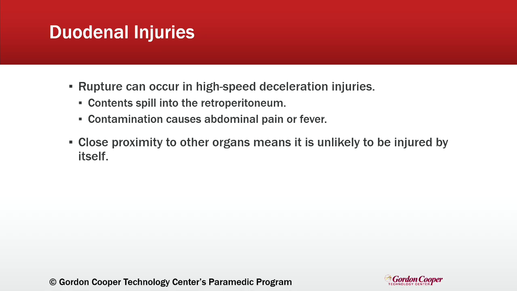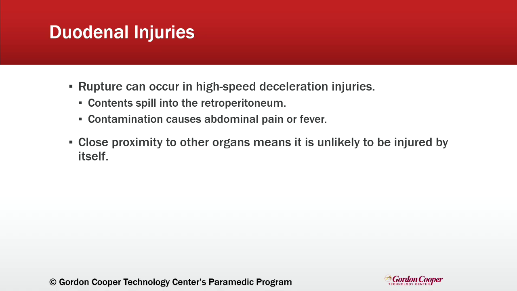The duodenum can rupture in cases of high-speed deceleration injuries, causing its contents to spill in the retroperitoneum. This contamination can cause abdominal pain and fever, but be aware that these symptoms may be delayed for hours or even days following the traumatic event.